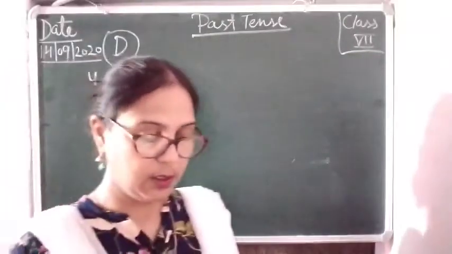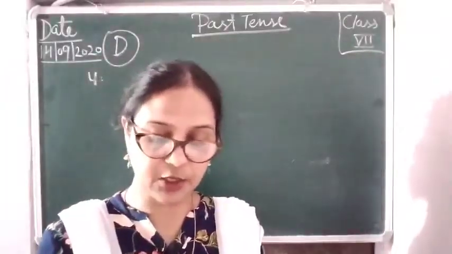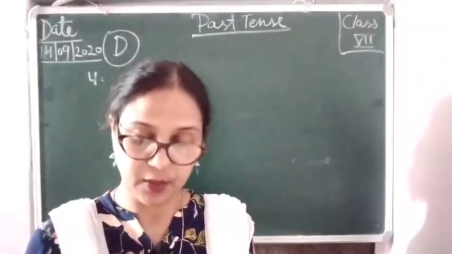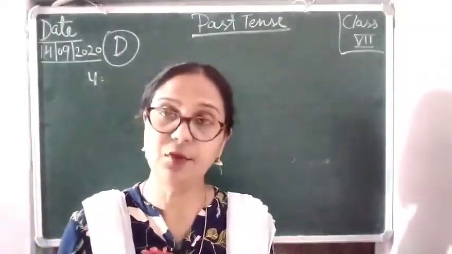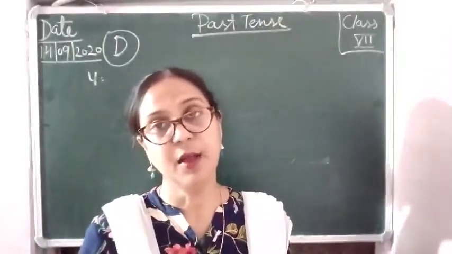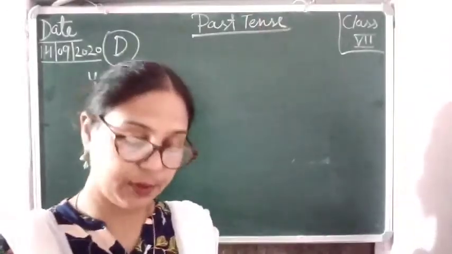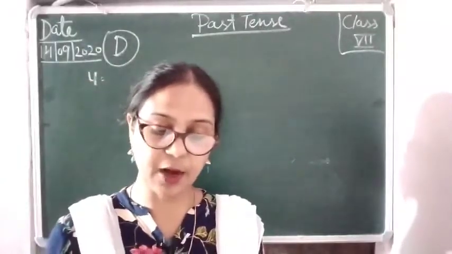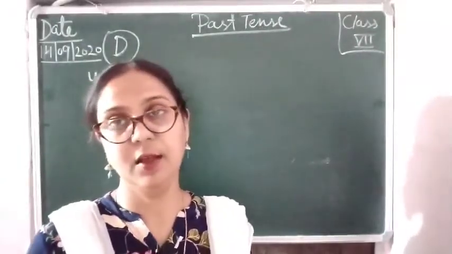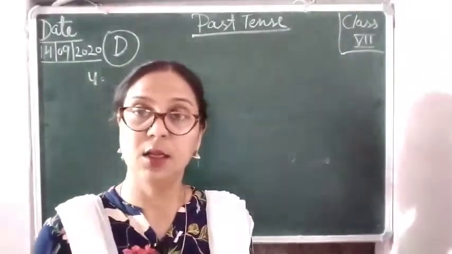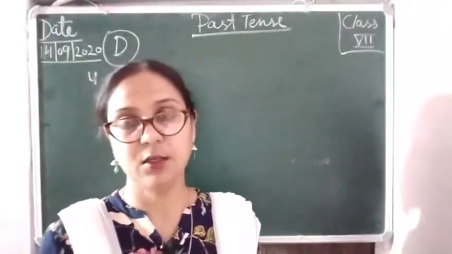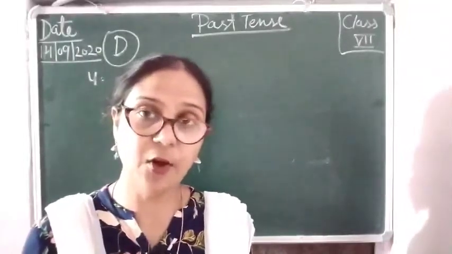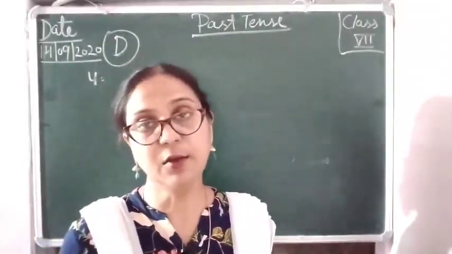Number four is: Sunidhi wrote an application for grant of leave. Now here we have to write in negative and in interrogative forms. So, Sunidhi wrote an application for grant of leave. Now here this is simple past tense, so we have to make it in simple past tense in negative form and interrogative form.